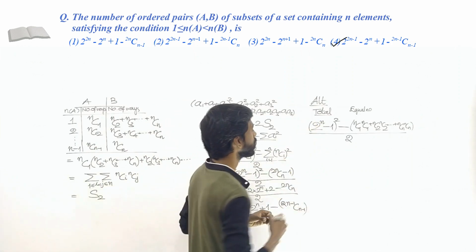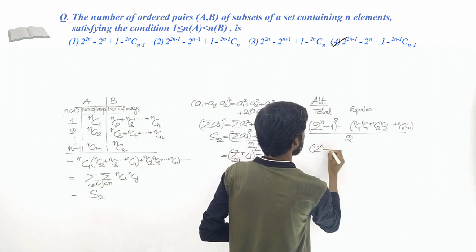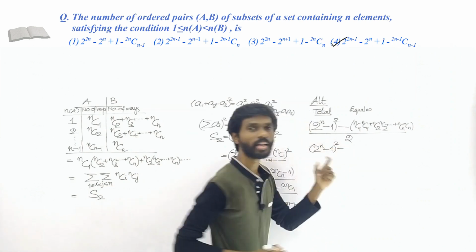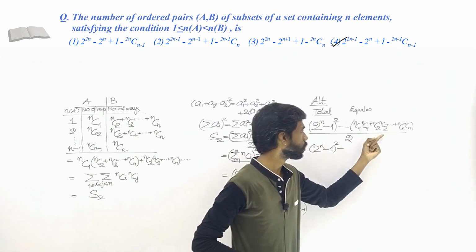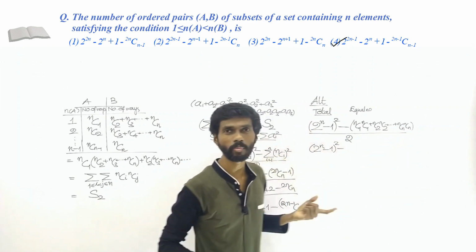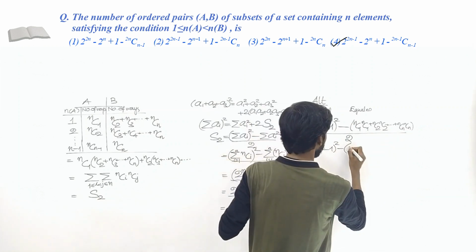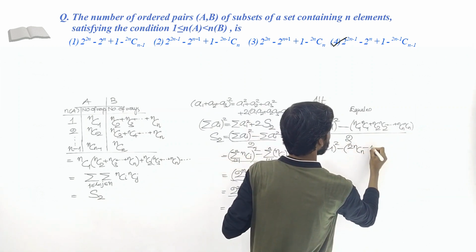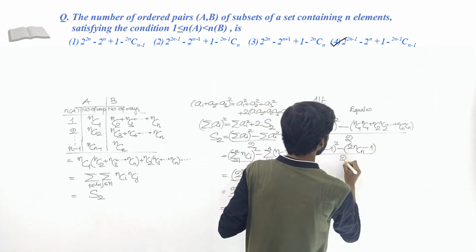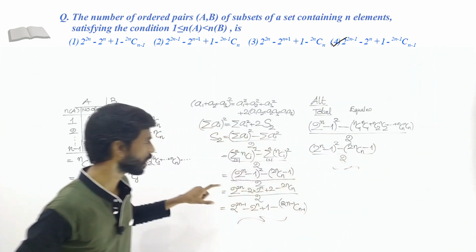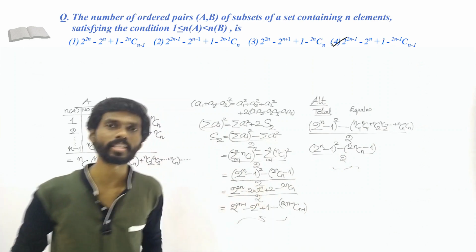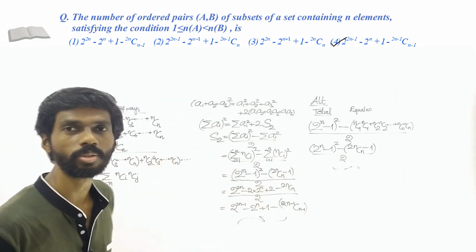Alright, so let's simplify this. This is 2 to the power n minus 1 squared minus nC1 squared plus nC2 squared up to nCn squared, the sum of squares of binomial coefficients. So the same formula applies here: 2nCn minus 1, divided by 2. This is the same expression we got here, so if you simplify further, you will get the same answer. Alright, so this is also another way to do this question.